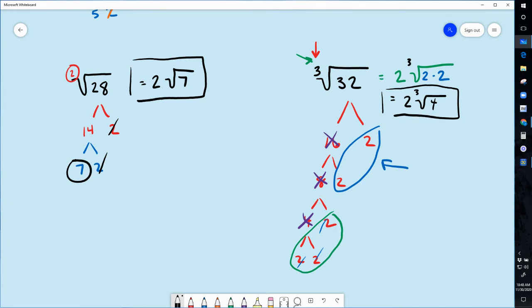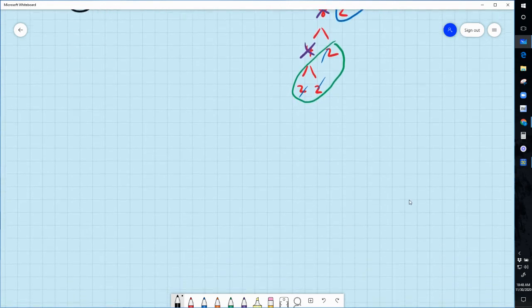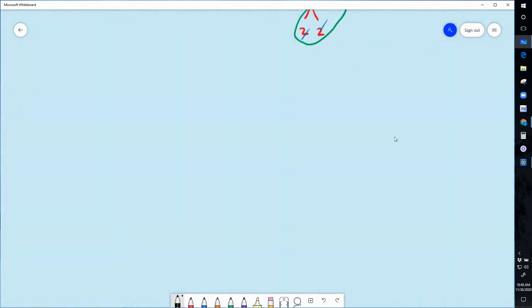So I found triplets, pulled them out as 1, and any non-triplet I was able to leave on the inside. Just make sure you always multiply. Okay, let's try a different one. And then also, if I had a 4th root or a 5th root, that literally just tells me how many I'm going to need before I can pull it out as 1.